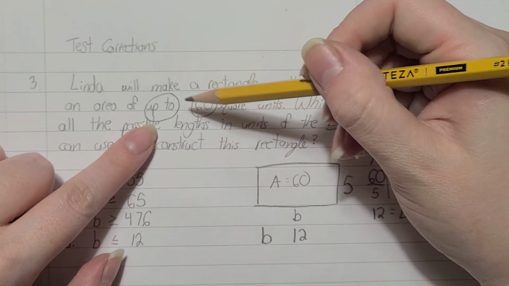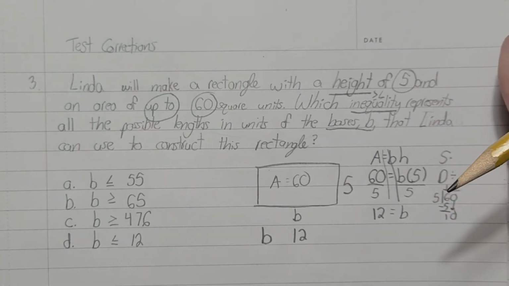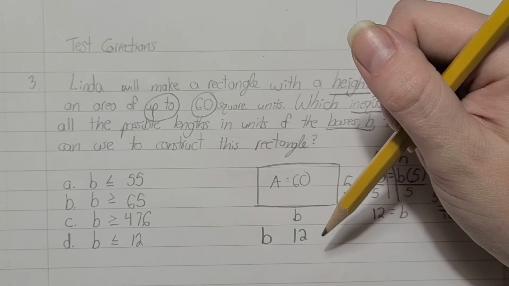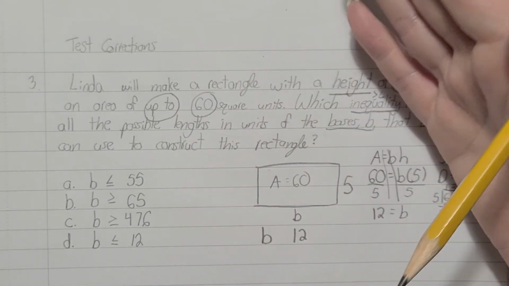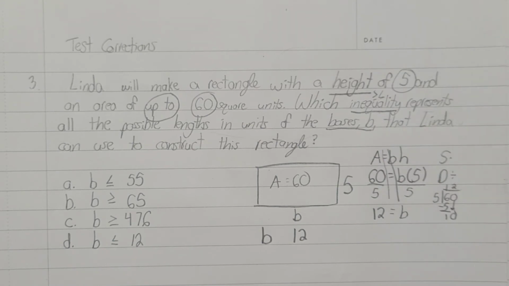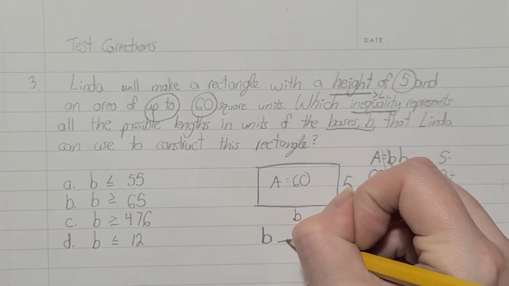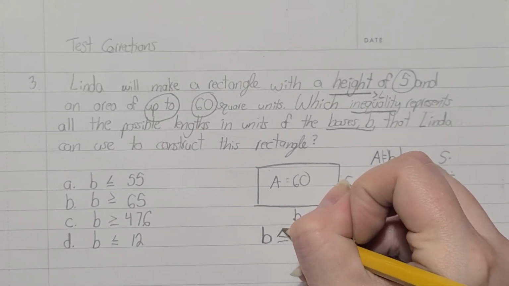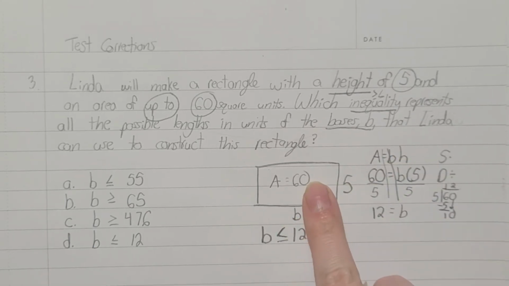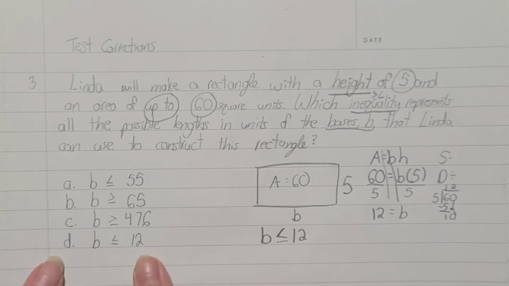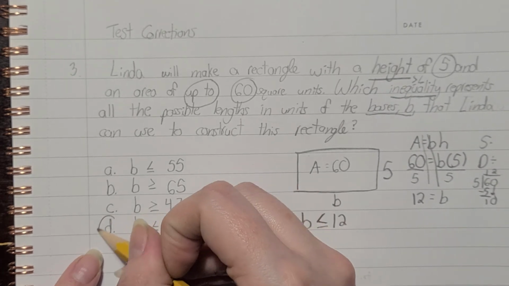It says that the area has to be up to 60 square units. Okay, so if it's up to, that means it can be that much or less. You can have up to 5 tabs open. You can have 5 tabs or less. Okay, that means it can be equal to that number or smaller or less than. So to keep our area at 60 or less, that missing number is going to need to be 12 or less. Okay, and the only one that matches is D on my example.